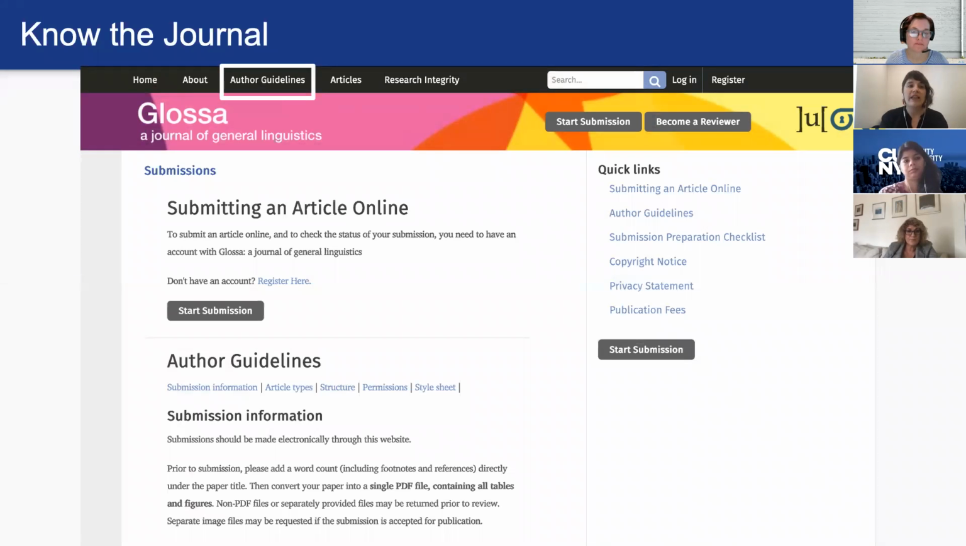We can look at the author guidelines, right? So what types of articles is it publishing? Research articles and reviews. What is the expected structure of those articles? What elements should they include? How are authors expected to deal with their own data?